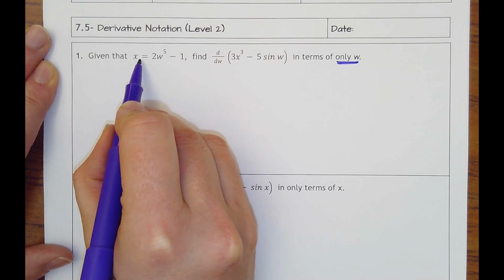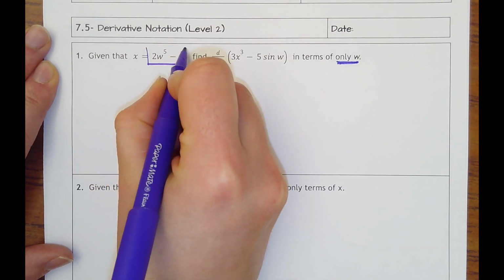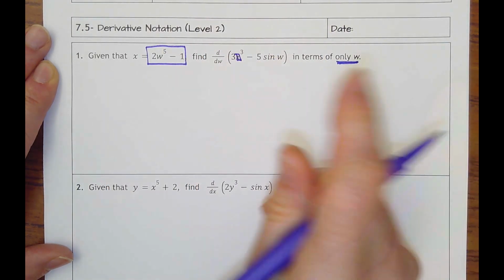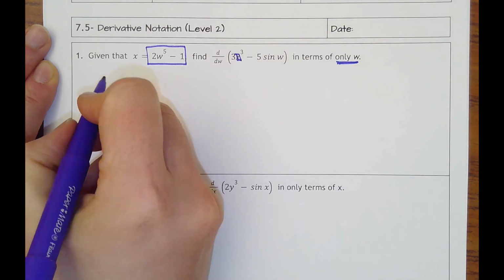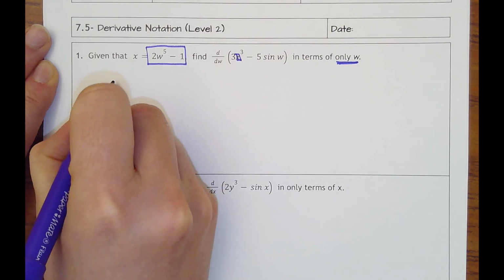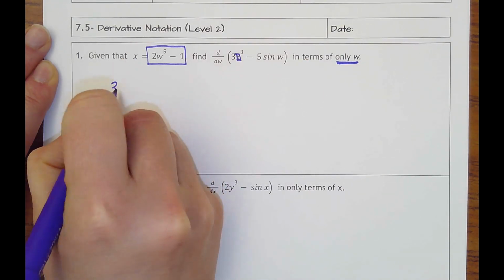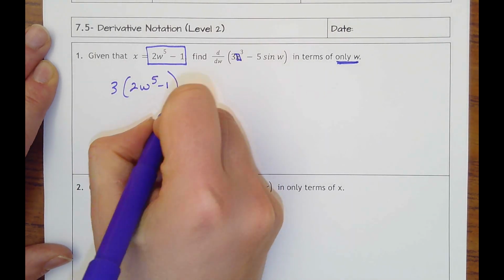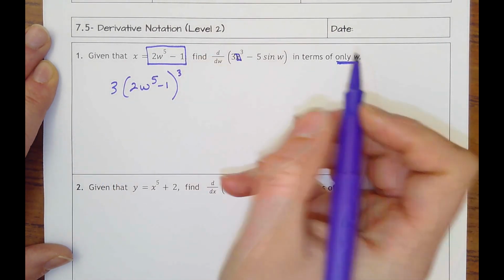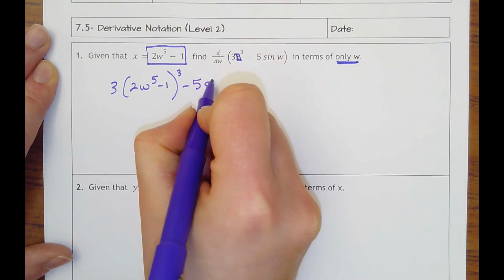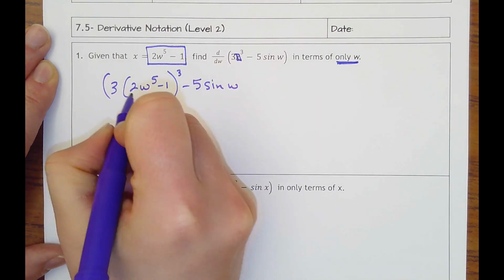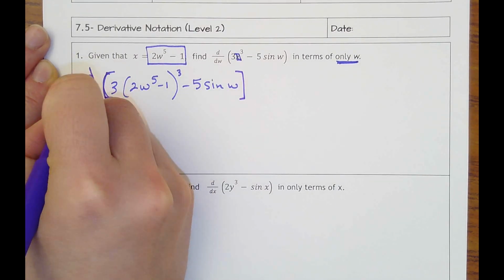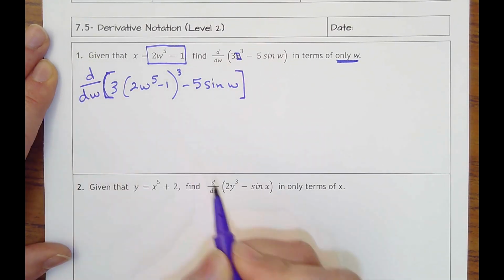So if x is this, 2w to the fifth minus 1, I'm going to replace x with that so that I do have w's. So I would have my function be 3 times 2w to the fifth minus 1 raised to the third power minus 5 sine of w. And then I better do brackets. They want me to take the derivative with respect to w.